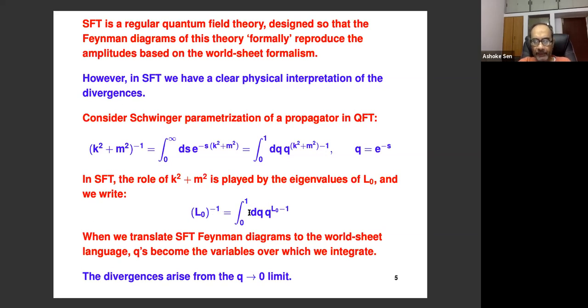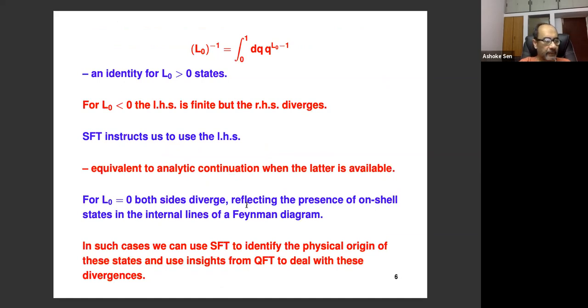And viewed this way, we can now identify the origin of the divergences. One can show that all the divergences that we encountered in the worldsheet formalism can be traced to divergences in string field theory that come from the q goes to 0 limit. So because of this, we are going to examine the q goes to 0 limit in a little more detail. What are the kinds of divergences we encounter in this limit?